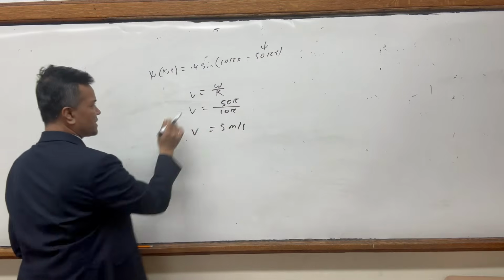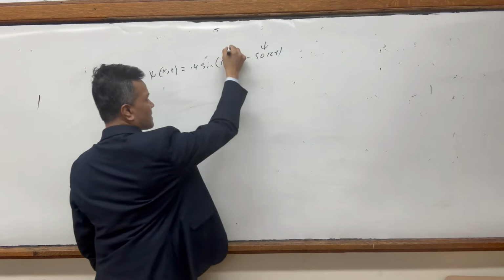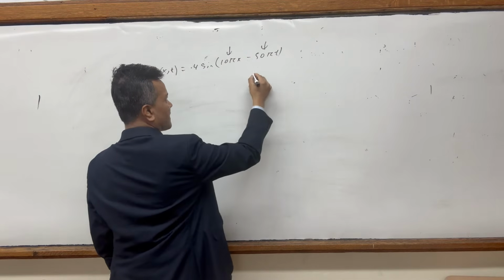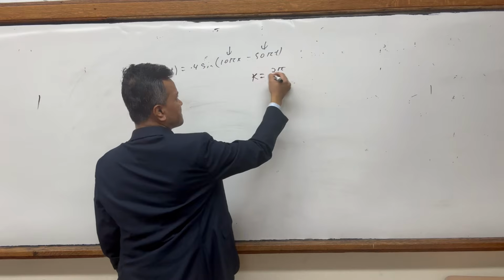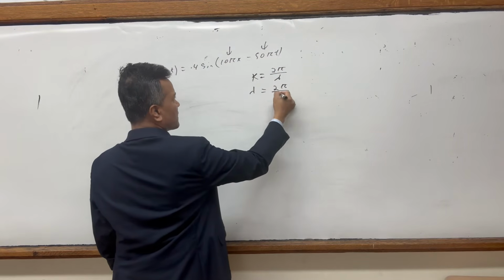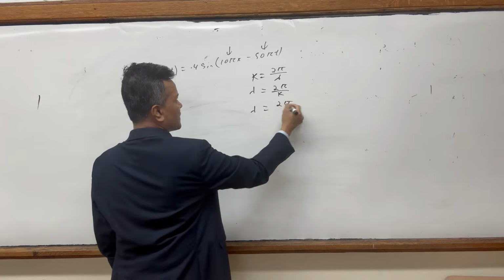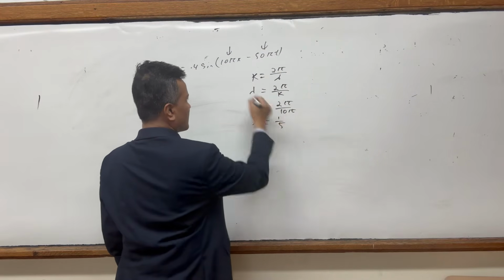Of course, you can find the velocity the traditional way. How is the traditional way? All right, so the wave number is, what is it? 2 pi over lambda. So lambda is 2 pi over the wave number. So lambda is 2 pi over 10 pi, right? So lambda is 1 over 5, right?